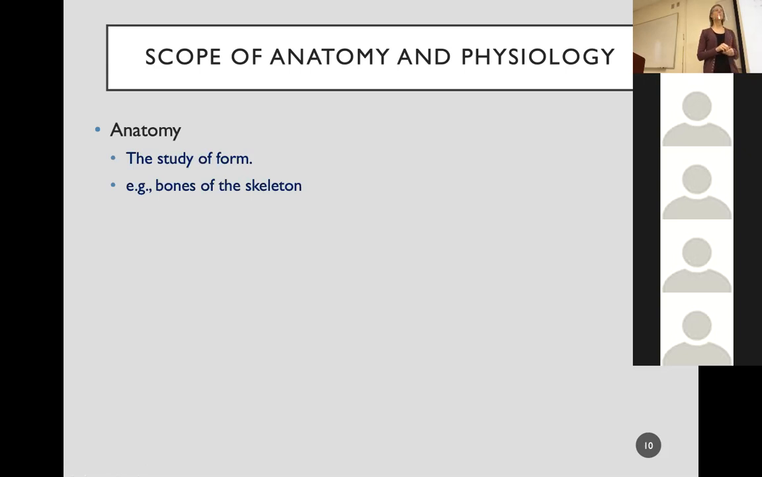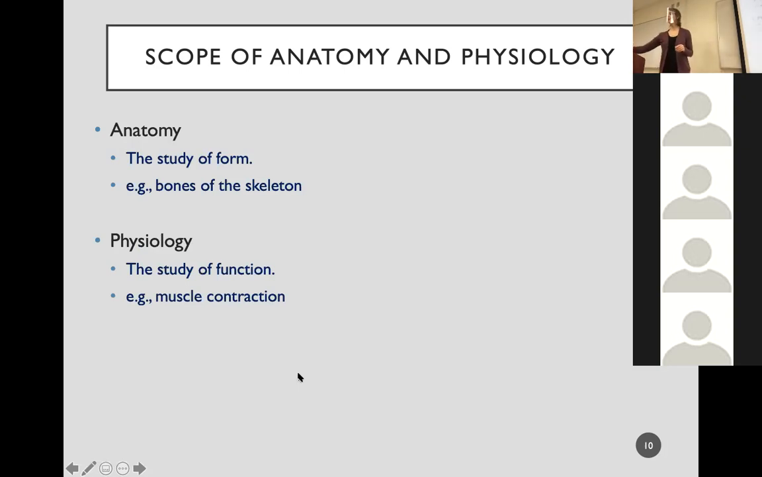But the anatomy side of this class is going to be the study of the form. So the different structures of our body. The bones of the skeleton are a really good example. Like I said, you guys are going to know pretty much all the bones of the skeleton by the end of the semester. So that's anatomy, just what are we made of?